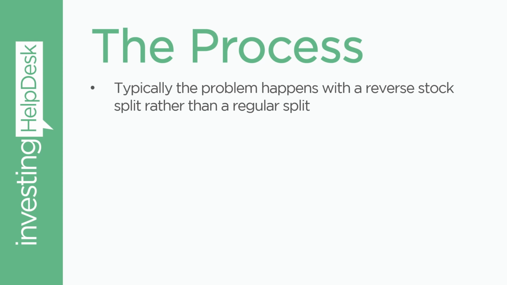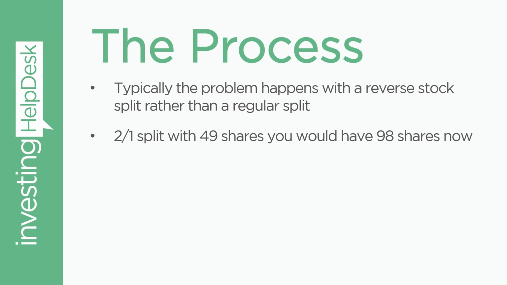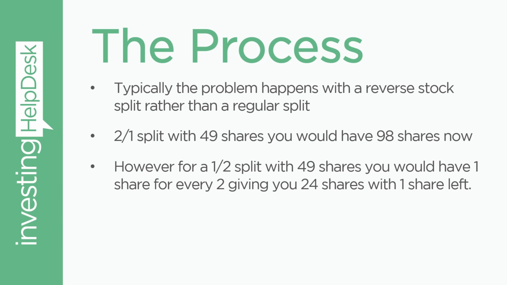Typically, the problem happens with a reverse stock split rather than a regular stock split. So when you have a 2-for-1 split with 49 shares, you would have 98 shares now. That's a standard 2-for-1 split. When you have 49 shares, they give you 2 shares for every 1 share that you have, giving you 98 total shares. Now, for a 1-for-2 split with 49 shares, you would have 1 share for every 2 shares, giving you 24 shares with 1 share remaining or left over.